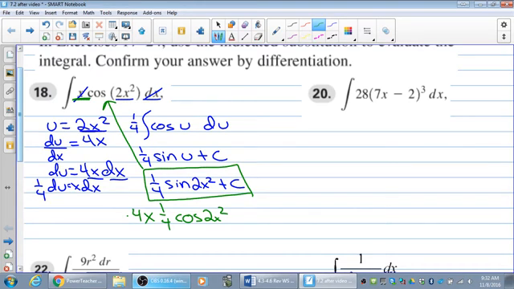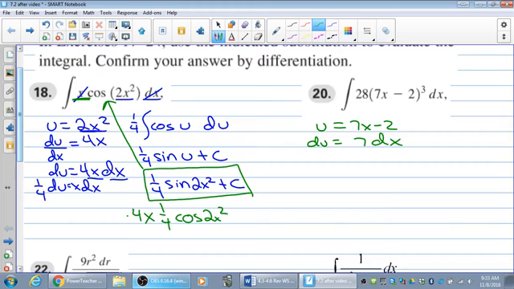Number 20. What should we let u equal? We want to take as much as we can, but not so much that the chain rule starts creating a mess. So what do you think we're going to let u equal on 20? 7x minus 2, right? We can't have 7x minus 2 to the third because then the derivative is too much of a mess. So for u equals 7x minus 2, du is equal to 7 dx.